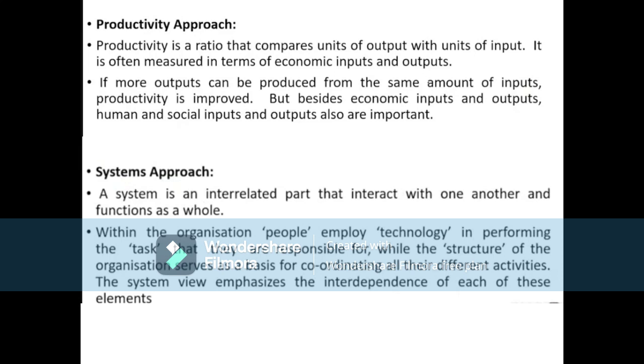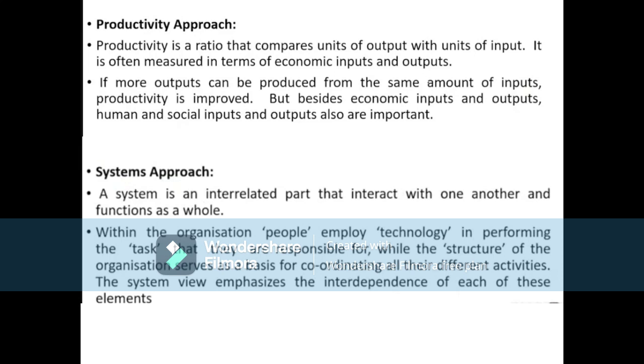Okay, so productivity means not only production of goods but also it is essential to see regarding human issues, social issues, economic issues, all. Okay, so this is known as a productivity approach. And coming to the systems approach, what does systems approach mean?